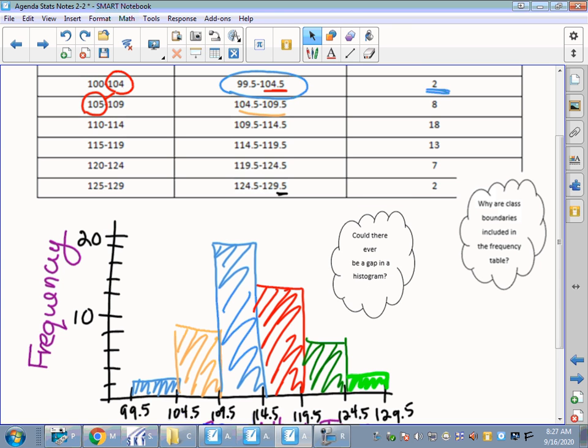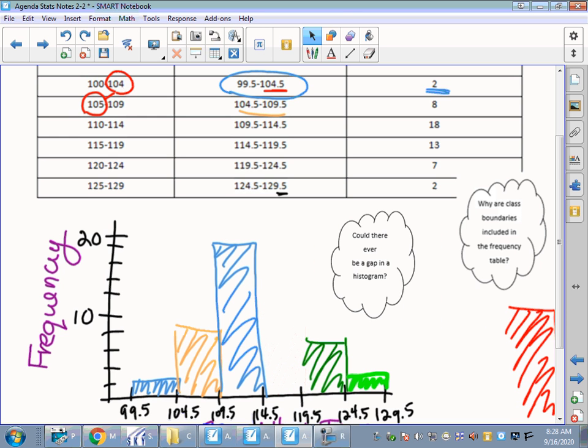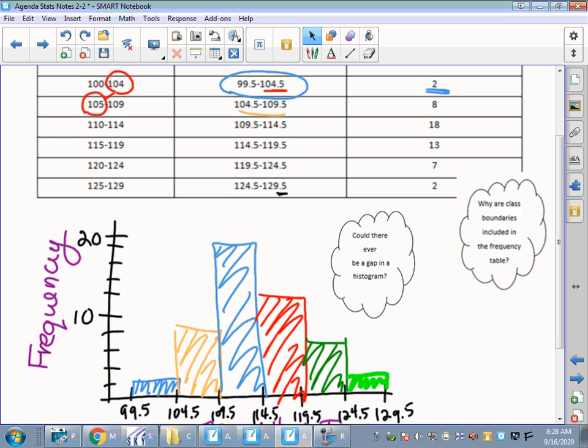Could there ever be a gap in a histogram? Like all of a sudden this bar is completely gone. That could happen, right? If I had a 0 in that particular class, I could have a gap in my histogram. Your first and your last will always have a bar, because we cannot have a 0 frequency in our first or our last class.